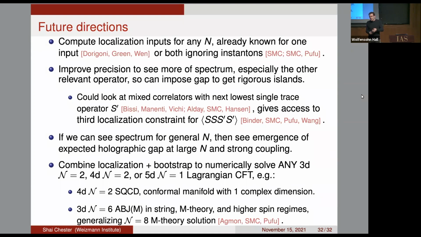The other thing I can say is that, just in the last few months, Michael Green et al. already computed one of the inputs at finite N and tau, and I'm sure the other input could be computed at finite N and tau as well. I think it's just a matter of time. So I'm sure that result will be available very soon, and so I wouldn't see that as the biggest stumbling block.